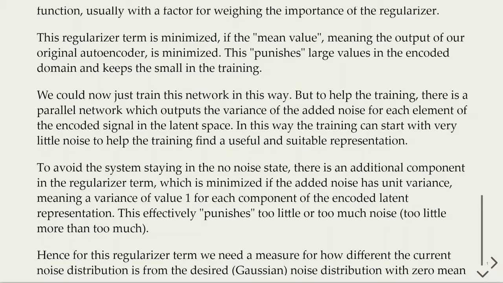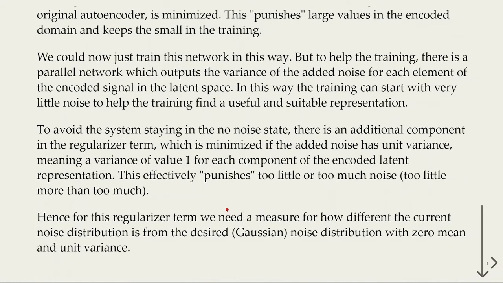But to help the training, there is a parallel network which outputs the variance of the added noise for each element of the encoded signal in the latent space. In this way, the training can start with very little noise to help the training find a useful and suitable representation. To avoid the system staying in the no-noise state, there is an additional component in the regularizing term, which is minimized if the added noise has unit variance, meaning a variance of value 1 for each component of the encoded latent representation. This effectively punishes too little or too much noise. Too little more than too much.